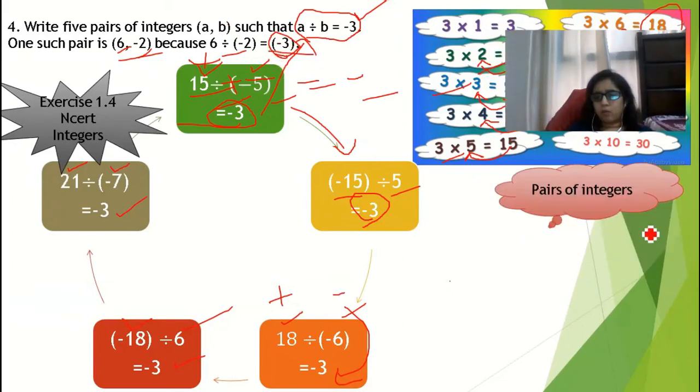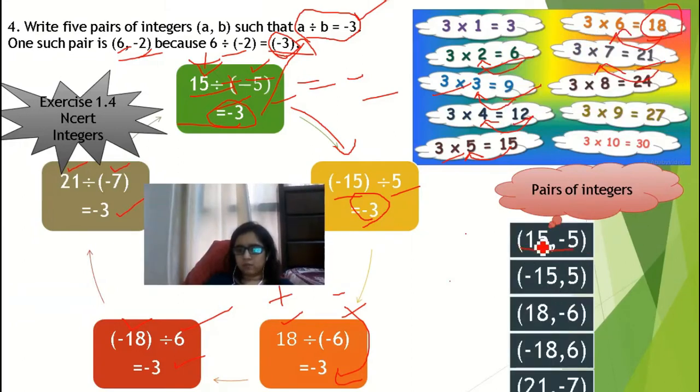There is no restriction, you can take any pair of integers. The point is that if you divide one number by another number, you will get the answer -3. So the pairs of integers we have taken in this question are: one is 15 and minus 5, another is minus 15 and 5 that I have shown you just now, the third pair is 18 and minus 6, the fourth is minus 18 and 6, and the fifth one is 21 and minus 7.